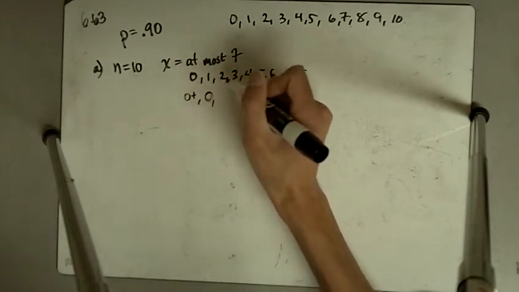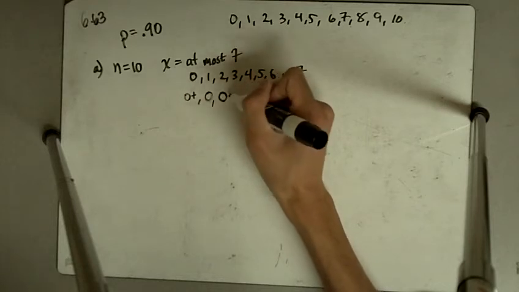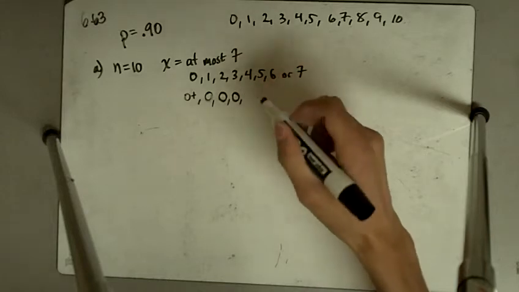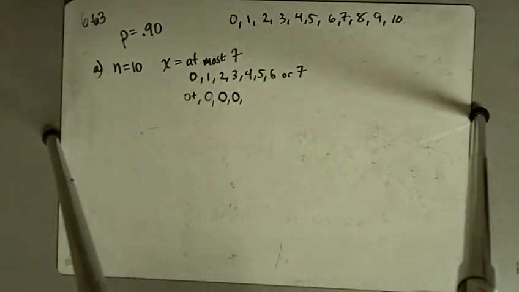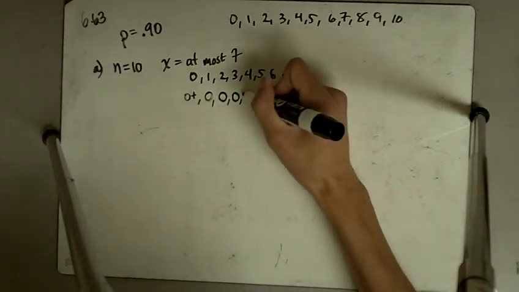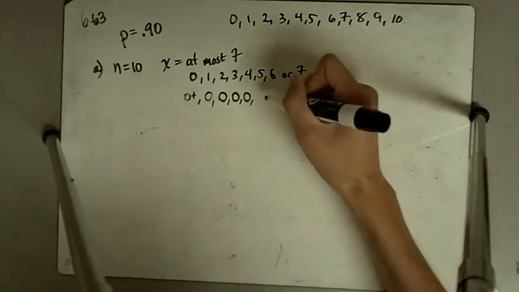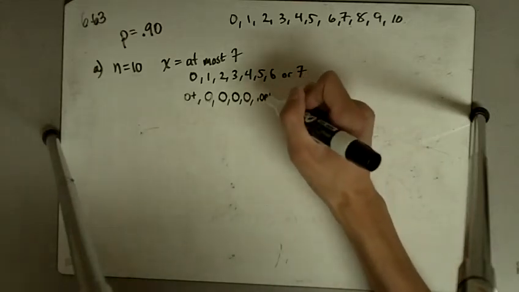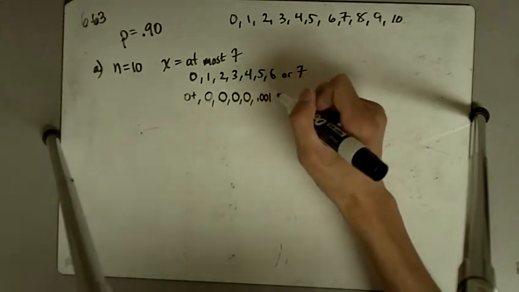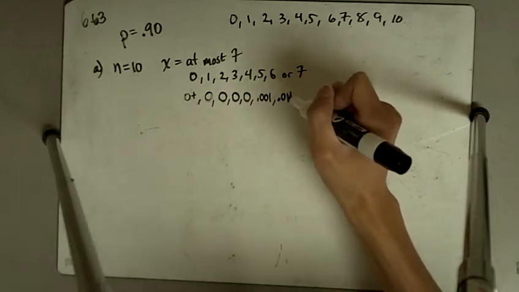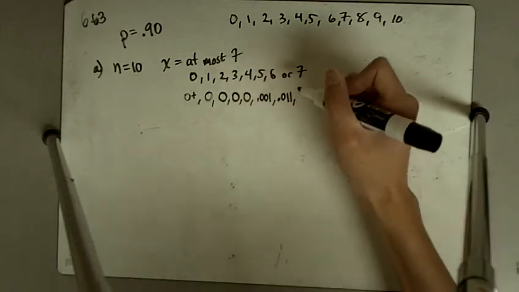Probability that only one person finds a job is almost 0. Probability that only two is almost 0. Probability that only 3 people find a job is almost 0. Okay. The probability that only 4 people find a job is almost 0. The probability that 5 people find a job is 0.001. The probability that 6 people find a job is 0.011. And the probability that 7 people find a job is 0.057.